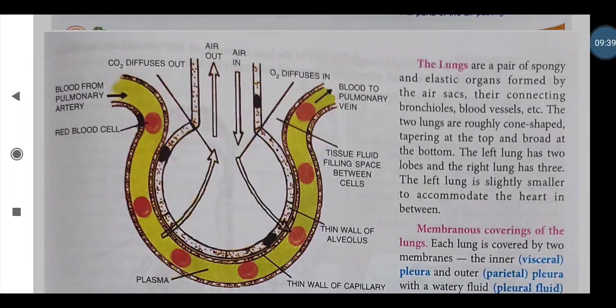Now see, there is a diffusion process given here. Carbon dioxide diffuses out from the blood and comes out from our body when we exhale. When we inhale, air enters our lungs and the oxygen gets diffused into the plasma of your blood. This oxygen gets combined with the hemoglobin to form oxyhemoglobin.